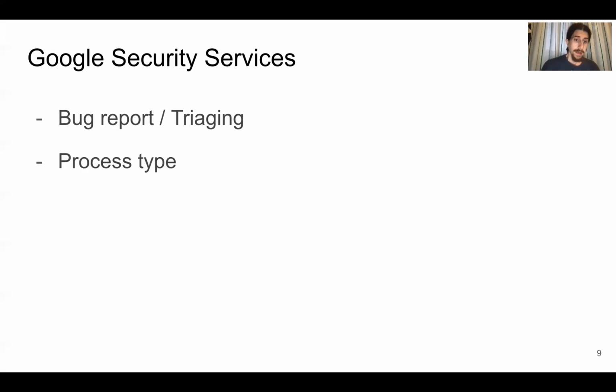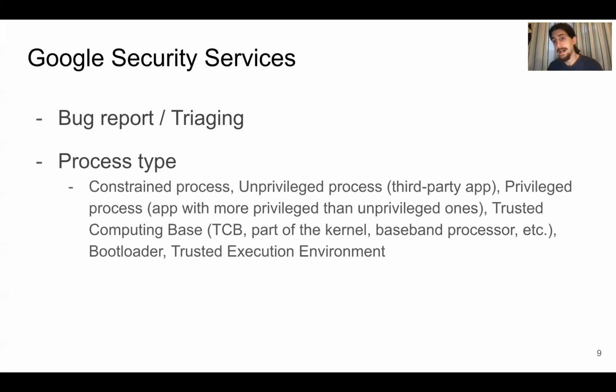Okay. Another thing is that on the Android system, there are different process types. The kinds of process types that you see are constrained processes, unprivileged processes, privileged processes, the trusted computing base, which we're going to see later, or bootloaders, or the trusted execution environment.